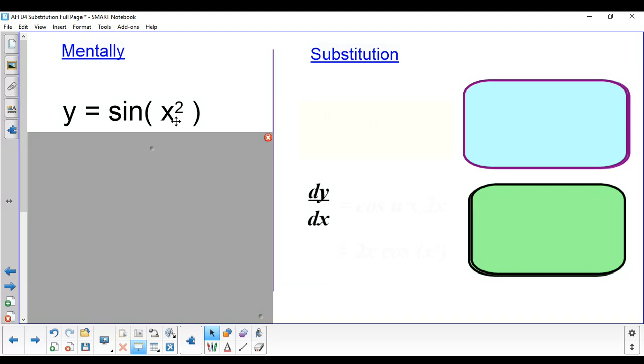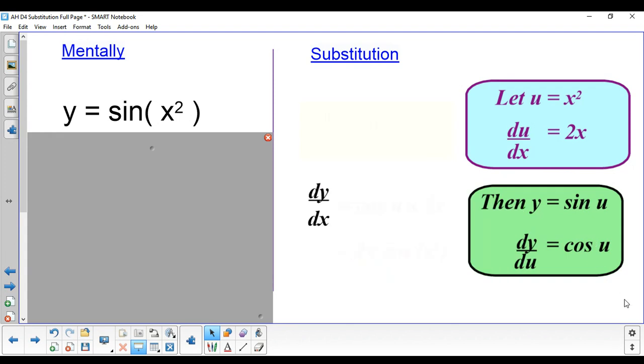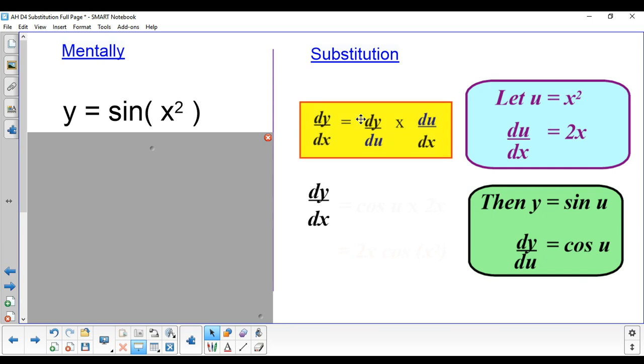Right, okay, let's go for sine x squared. That was the other one. So this time I'm going to let u equal x squared, so it's 2x is the derivative. This time y is sine u, so that goes to cos u. Remember when we go to differentiate this, it's the derivative dy by du times the du by dx, just this derivative times this derivative, cos u times 2x.